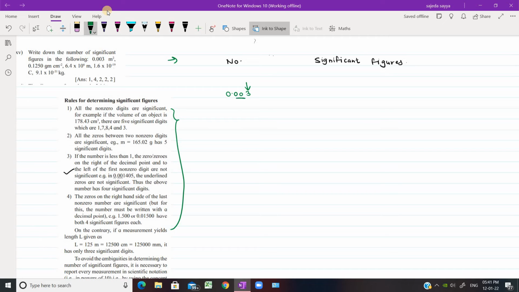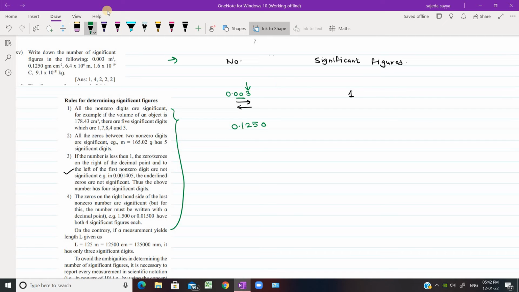What about these zeros? The zeros which are on the right side of the decimal and to the left of the first non-zero digit are not significant. Therefore, the non-zero number present here is 1. So, significant figures are 1. Next example, it is given that 0.1250.